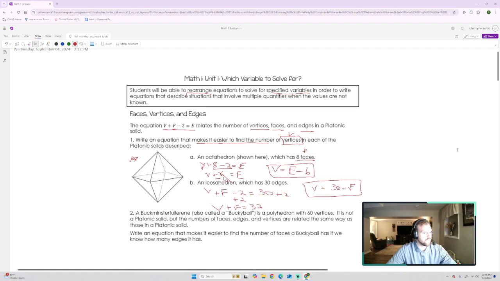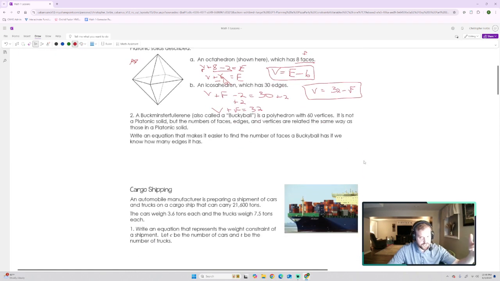All right. Very cool. All right, pause the video, try number 2. And on to number 2. A Buckminster, yes, that word, is a polyhedron with 60 vertices. Why don't you Google that on your own? It is not a platonic solid, but the numbers of faces, edges, and vertices are related the same way as those in a platonic solid. So, meaning we can use that formula. Write an equation that makes it easier to find the number of faces, which is f, a buckyball has if we know how many edges it has.